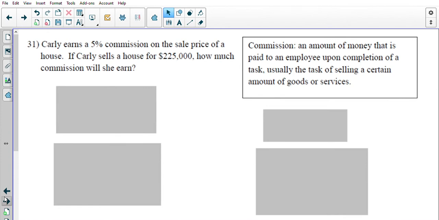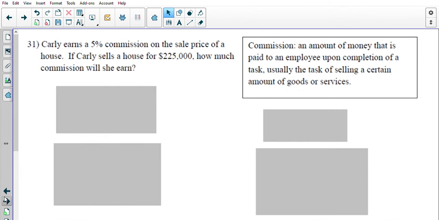All right, moving right along. Number 31 is a commission question. Carly earns a 5% commission on the sale price of a house. If Carly sells a house for $225,000, how much commission will she earn? Commission, by the way, is an amount of money that is paid to an employee upon completion of a task, usually the task of selling a certain amount of goods or services, like car salesmen or real estate agents. They often earn commission instead of a regular salary.